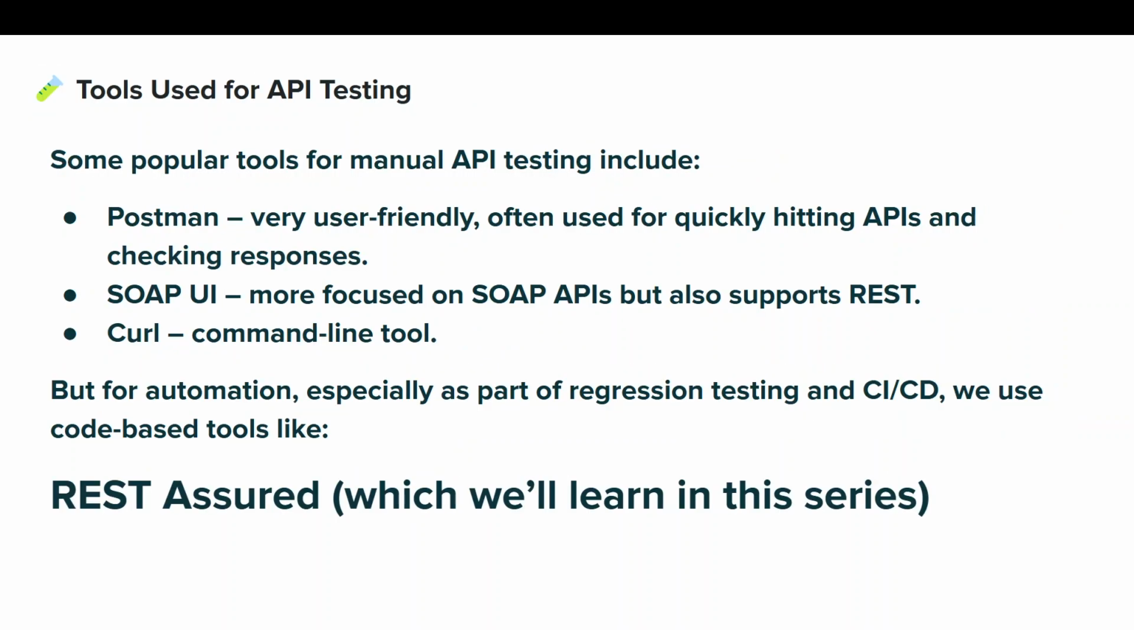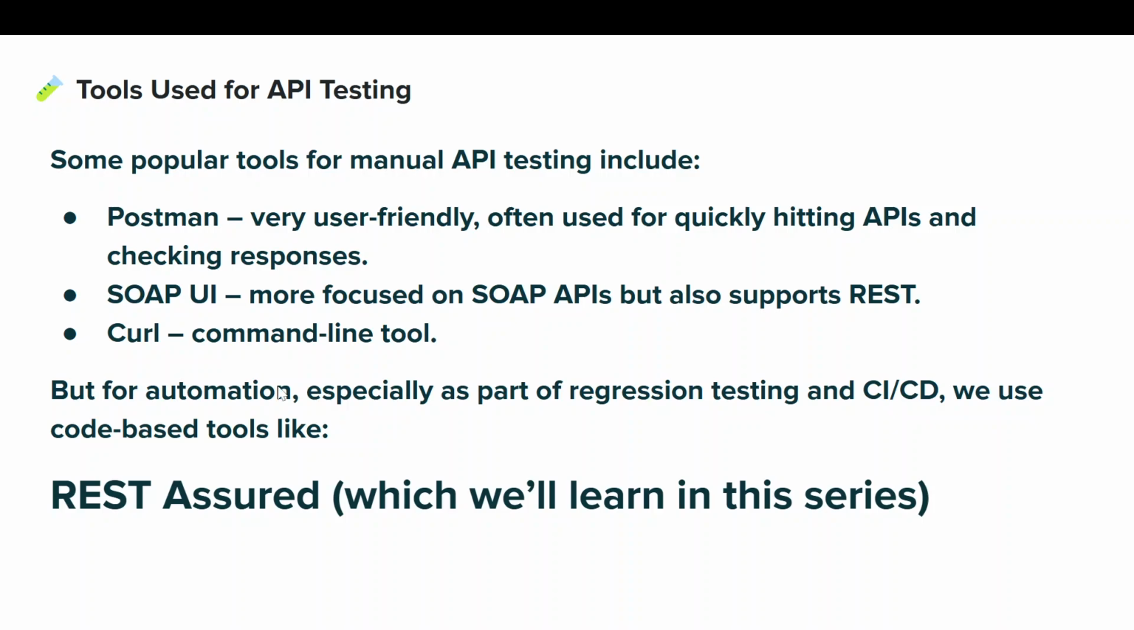There are different tools which are used for API testing. If you are working as a software tester, or let's say you are working as a developer, you must have probably used a tool called Postman. Postman is very user friendly, and it is often used for quickly hitting the API and seeing the responses. There are some other tools like curl, which is a command line tool, and SOAP UI, which is focused on SOAP APIs. But most of the time we use Postman as a tool.